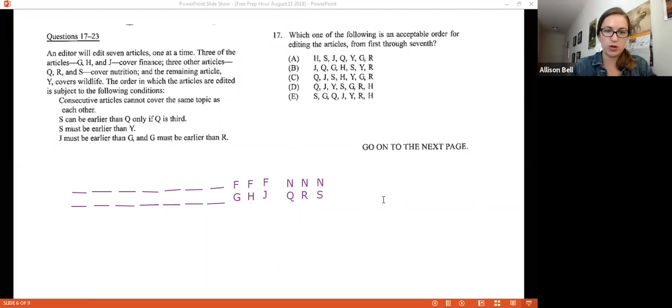And for article Y, I'll use W for wildlife. And that will help me keep track of that information. One of the things that I find is when I do have a letter that has a label attached to it that's always going to stay the same, it often helps me, every time I write that letter, to keep it attached.